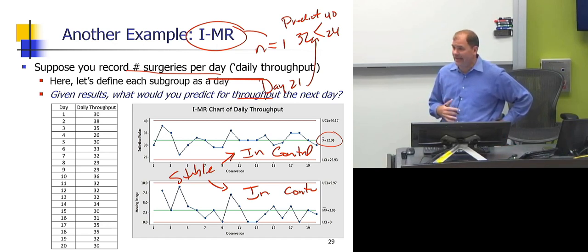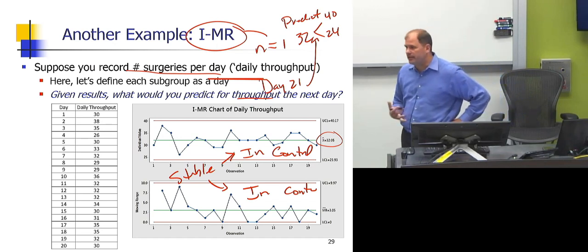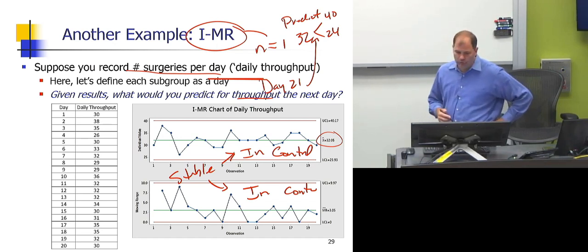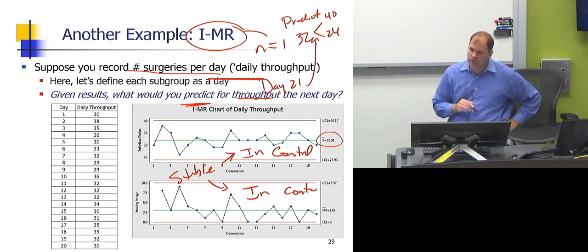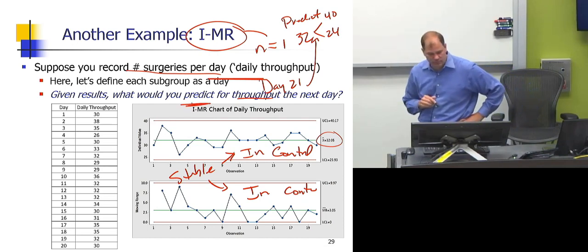Now, you may not like that answer. Maybe your goal is a throughput of 50. You may not like your answer, but you have a predictable process. I use SPC to determine if I have a predictable process.